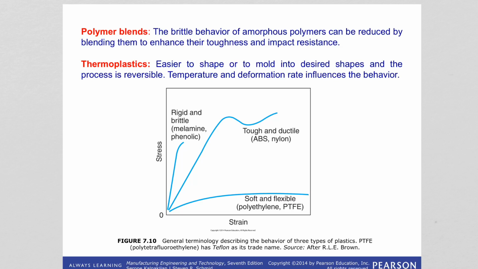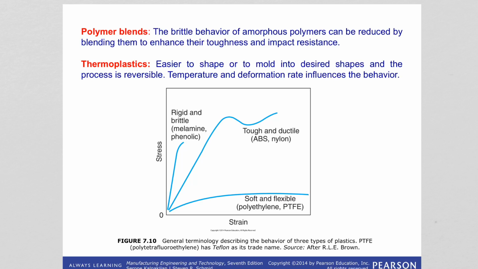So sometimes we obtain polymer blends because we want to combine different properties of different monomers and obtain different types of properties. Therefore they blend the monomers and they obtain different chemistry basically. Because amorphous polymers are brittle, this is reduced by blending them with other types of polymer units to enhance their toughness and impact resistance.